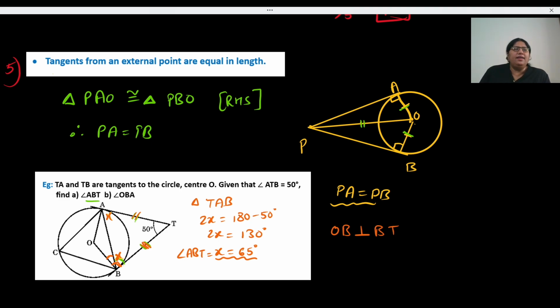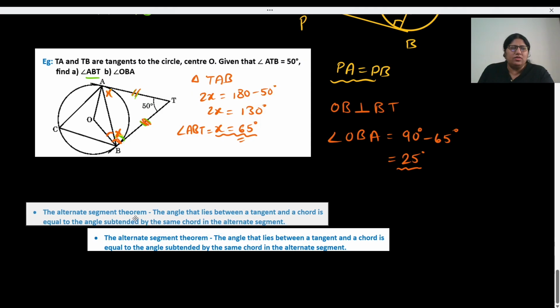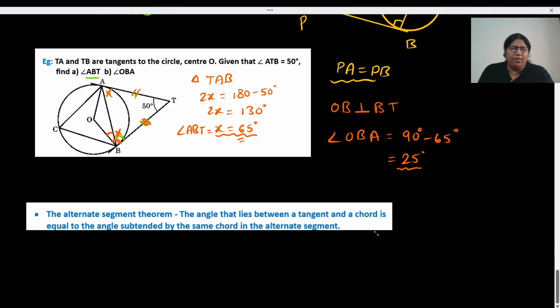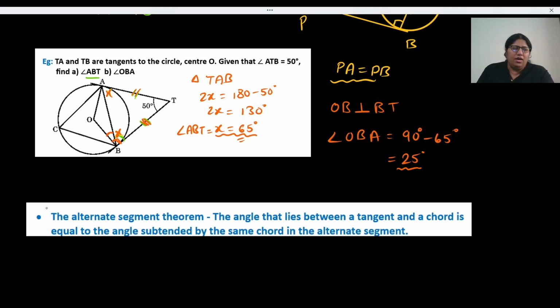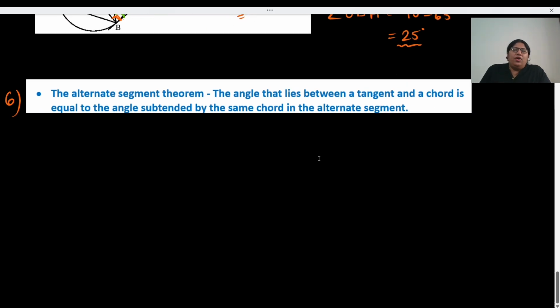Now it is 90 degree, we are already having 65 degree. So angle OBA will be equal to 90 degree minus 65 degree, which is 25 degree. So this theorem 6 is called the alternate segment theorem, and you can use this name also. Now what is the meaning of alternate segment theorem? It says the angle between the tangent and a chord is equal to the angle subtended by the same chord in the alternate segment.